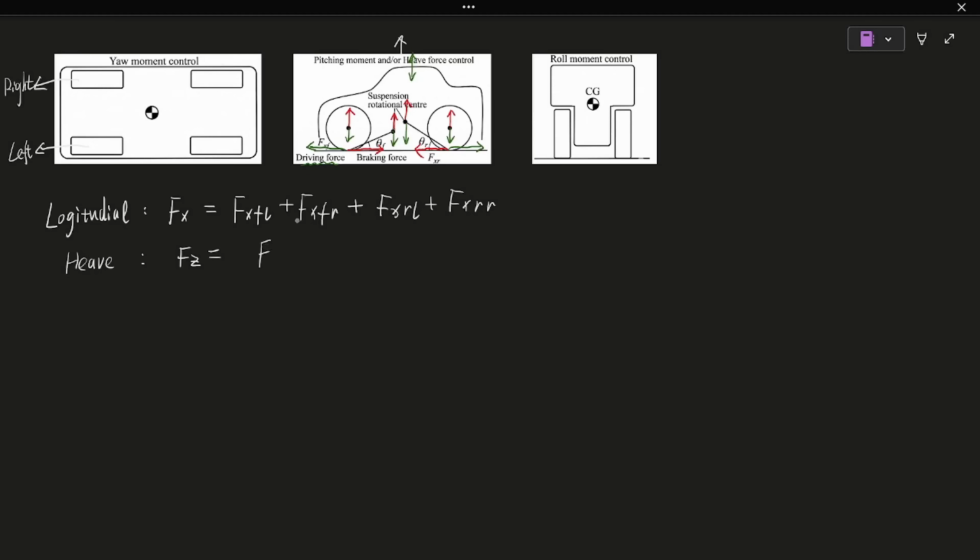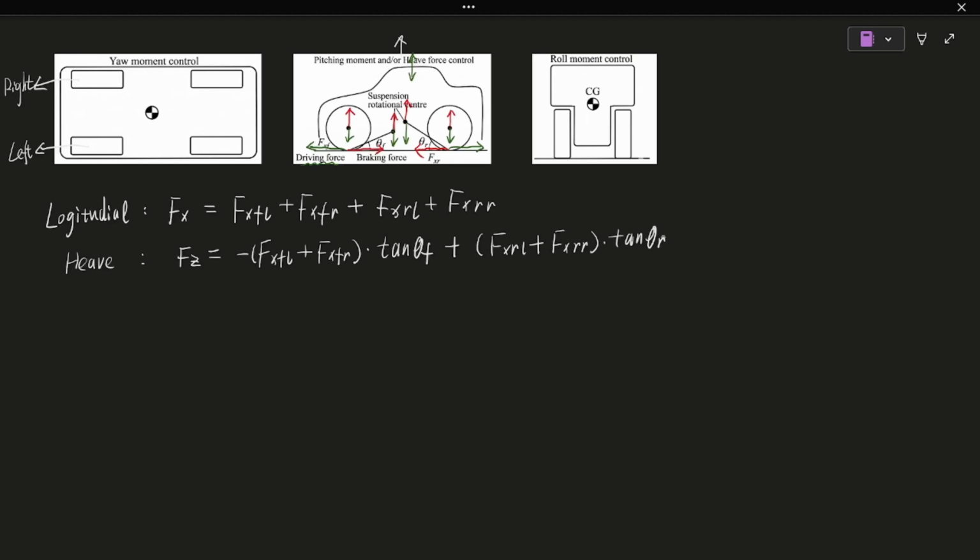Now, let's look at the heave control equation. The formula for Fz is here. To push the vehicle up, the front axle needs a backward longitudinal force. This is minus Fx_FL plus Fx_FR. Multiply this by tan theta F. This gives the lifting force at the front axle. To lift the rear, the longitudinal force is opposite to the front. So, it is plus Fx_RL plus Fx_RR. Then, multiply by tan theta R.